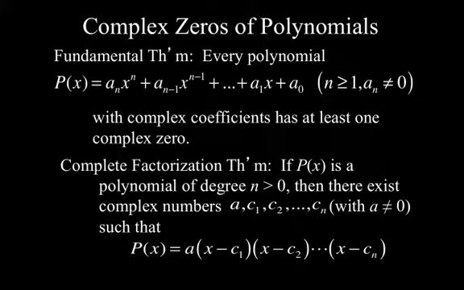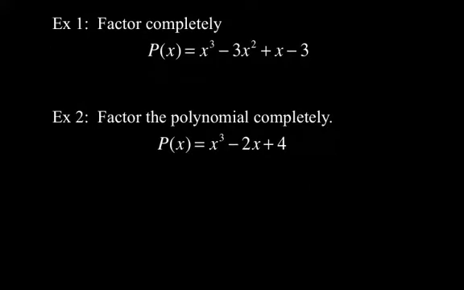These are two important theorems that help us know how we can factor polynomials when we are allowed to use complex numbers. We're going to look at a couple of examples of how to factor, and I'll be showing you those shortly. You can see both of those. P of x equals x cubed minus 3x squared plus x minus 3 in example 1. And in example 2, p of x equals x cubed minus 2x plus 4. And we will factor each of those completely using complex numbers, which will mean that we're going to have to use the quadratic formula to solve it once we get it down to being a quadratic.